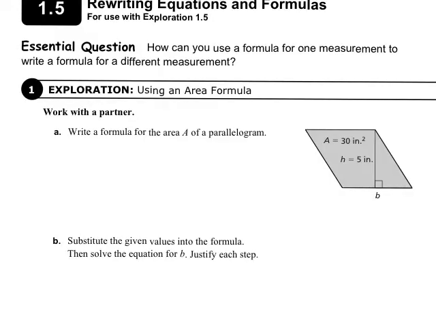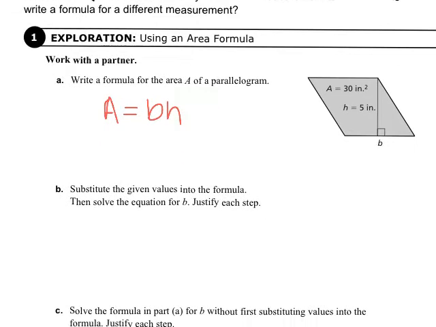Okay, let's go ahead and look here. So A says write a formula for the area of the parallelogram. Okay, so we know that area equals base times height. Okay, so area equals base times height. B tells me to go ahead and substitute in the values that are given.